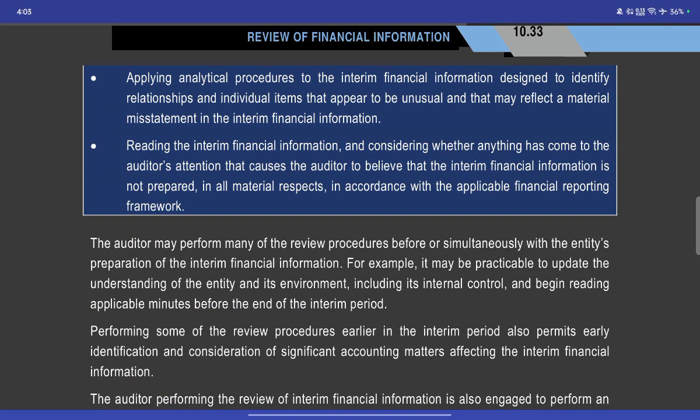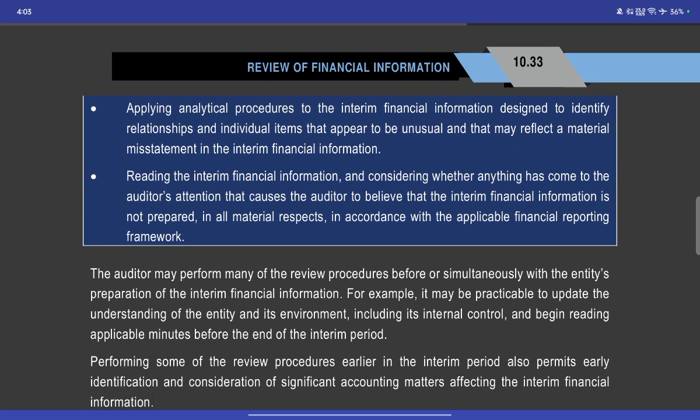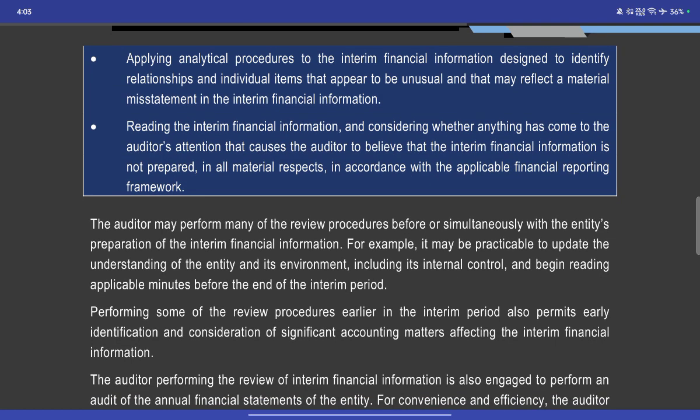Applying analytical procedures to the interim financial statements is designed to identify relationships and individual items that appear to be unusual and that may affect the material misstatement of the interim financial information.